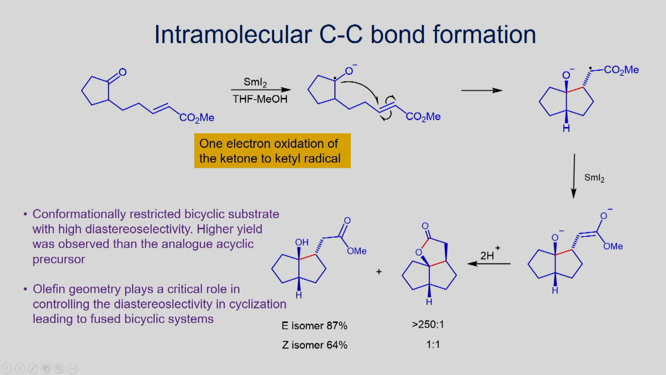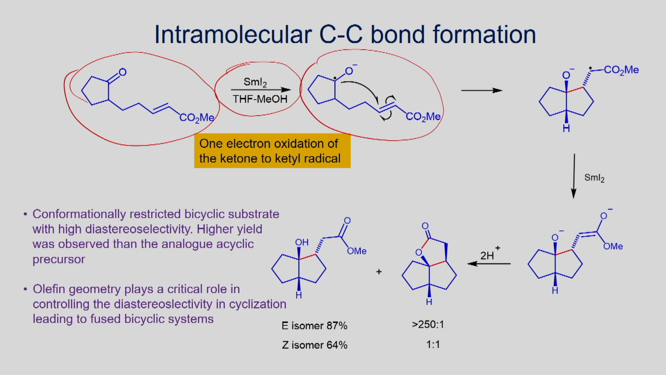Now let us look at the reaction of the cyclopentanone derivative. When you react the ketone with samarium iodide, it can give one electron to this, and it can lead to the formation of the ketyl radical, where samarium 2 is converted into samarium 3. So it is a one electron process, and this ketone can be converted into the ketyl radical, where samarium is converted into samarium 3.